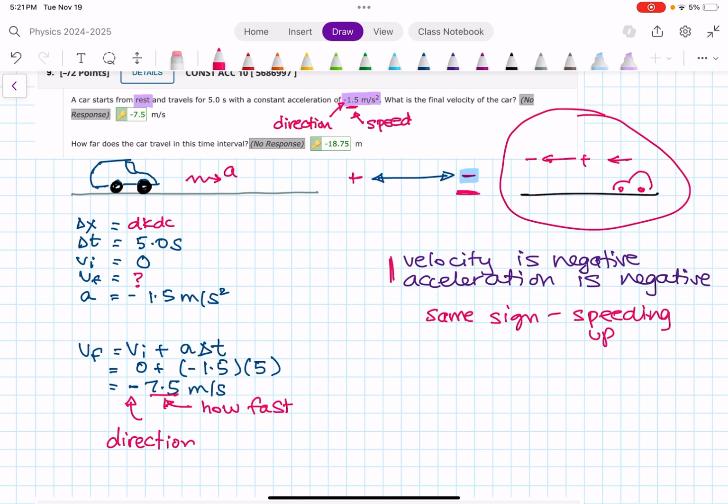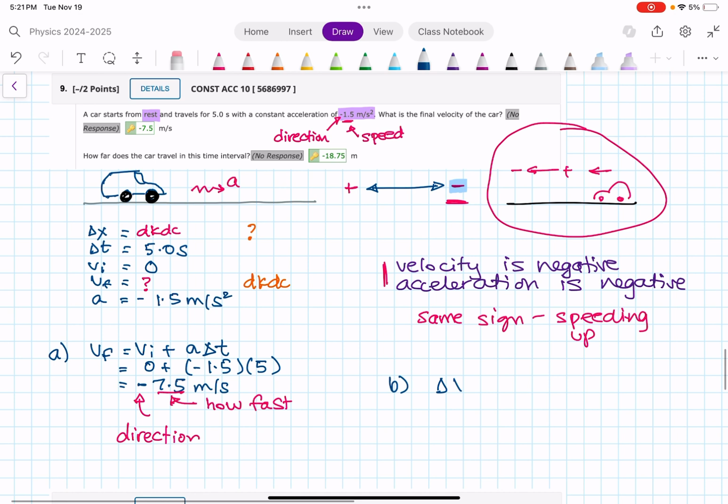Now the question says, how far does the car travel in this time? Again, what we can do is call this my question mark and call this my don't know, don't care. So this all was for part A. For part B, if VF is my don't know, don't care, then the equation I'm going to use is delta X equals V I delta T plus 1/2 A delta T squared.